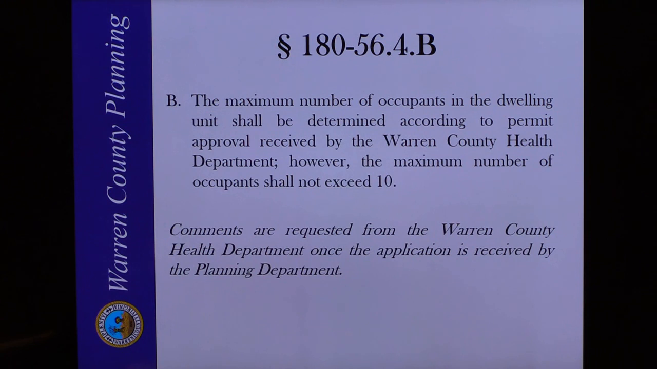The maximum number of occupants in the dwelling shall be determined according to the Warren County Health Department, their septic permit. And it cannot exceed 10. You usually see about 6 or 8 occupants. So a 3 to 4 bedroom house, they do vary. And we always include that on a condition of the permit. We send comments to the health department so they know and they can comment. They can go out and check the septic system over, or whatever they need to do.